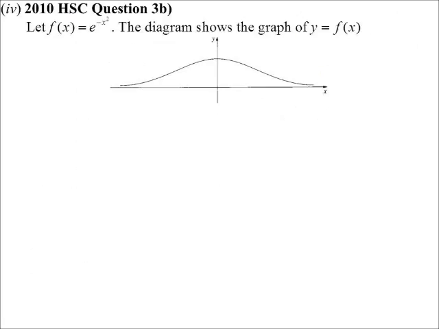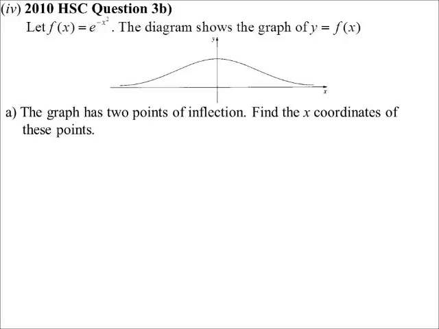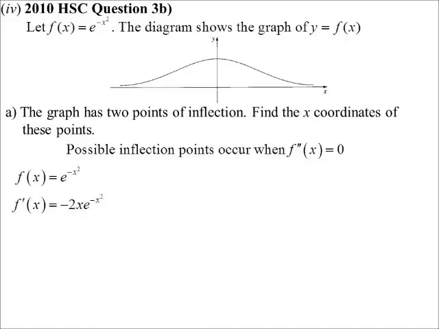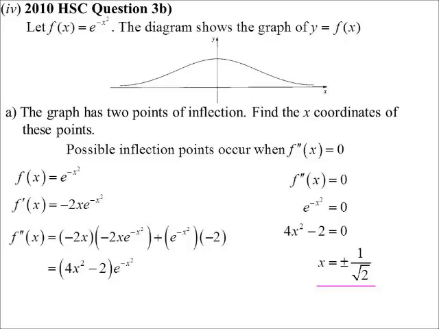Let's have a look at HSC1. This function is e to the power of minus x squared. It has 2 points of inflection. Find the x coordinates of these points. All right, so a bit of calculus to start off with. Possible inflection points we know, second derivative equals 0. So let's find the second derivative, involved a bit of work. But there's our two possibilities: plus or minus 1 on root 2. It just said find the x coordinates.